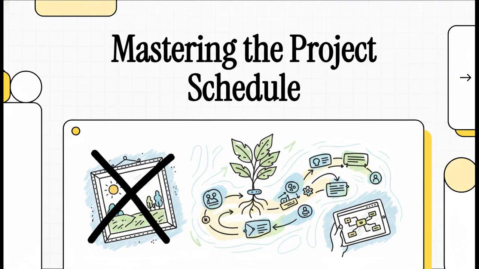So, why do so many project timelines just completely go off the rails? It's almost always for the same reason. People treat them like a picture hung on the wall, a static document that's basically useless the second it's printed. But look, a professional project schedule isn't a picture. It's a dynamic, living model.